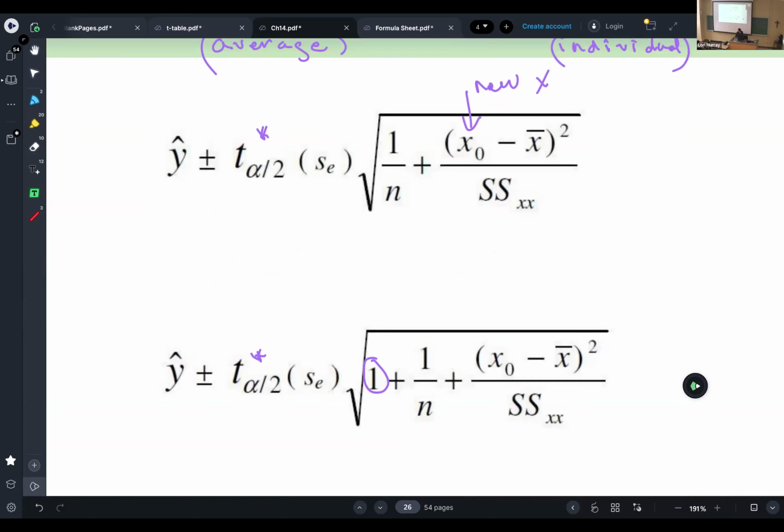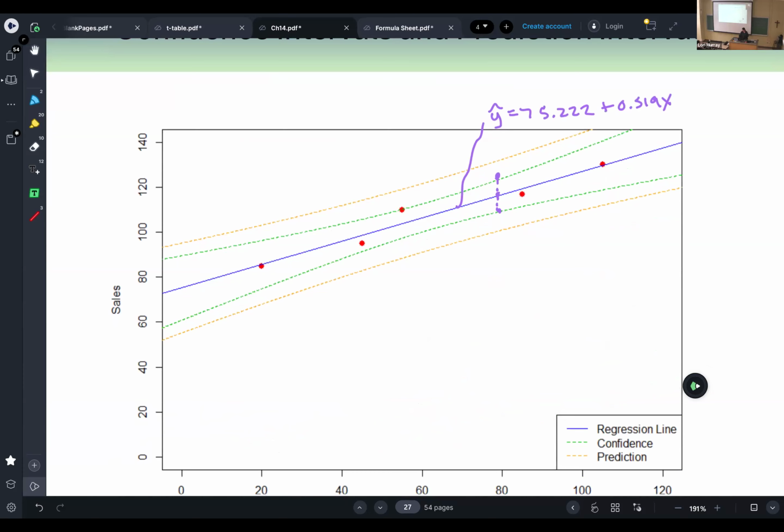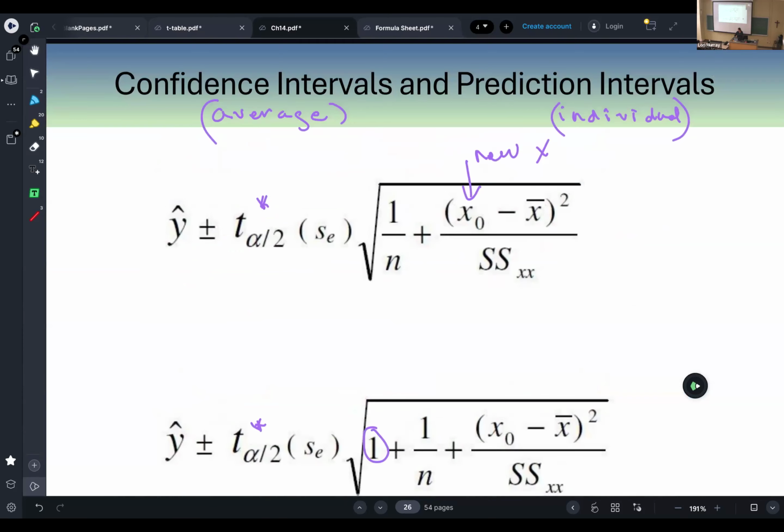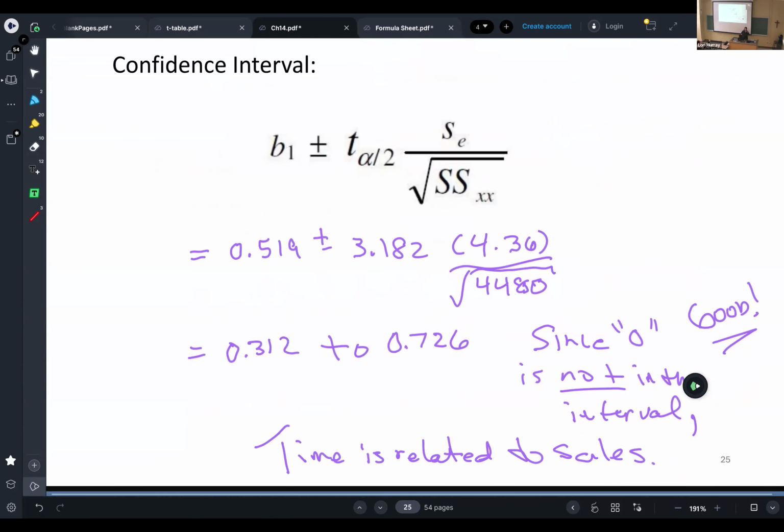Can I ask a quick question? Sure. What's the difference between these confidence intervals and the one we just calculated with B1 plus or minus T? Yeah, okay, so this one here, that confidence interval was for the slope. For the true slope.